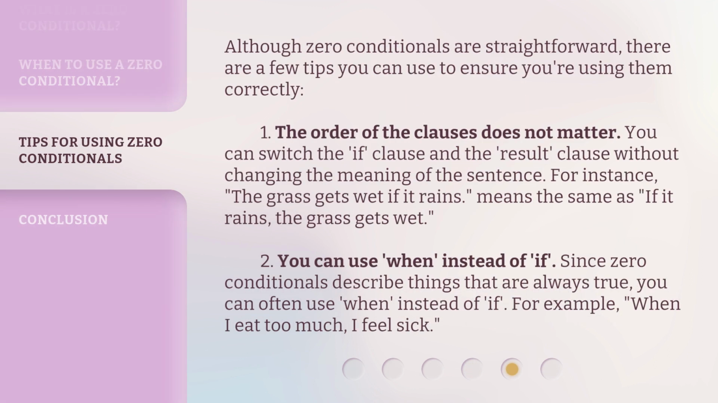Although zero conditionals are straightforward, there are a few tips you can use to ensure you're using them correctly. 1. The order of the clauses does not matter. You can switch the if clause and the result clause without changing the meaning of the sentence. For instance, the grass gets wet if it rains means the same as, if it rains, the grass gets wet.